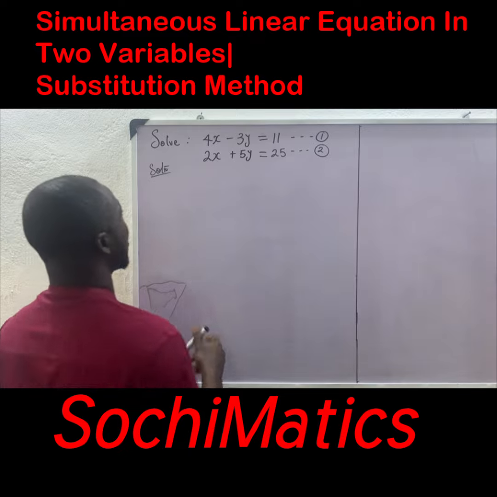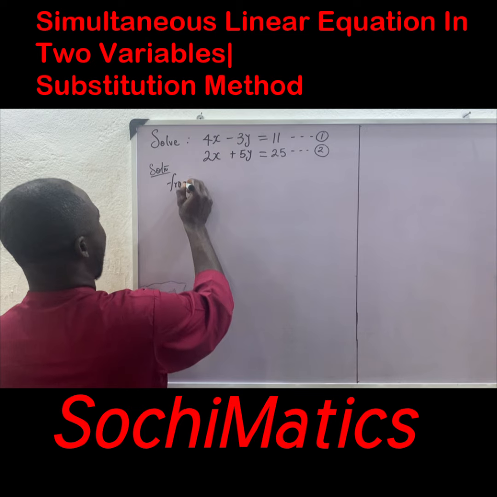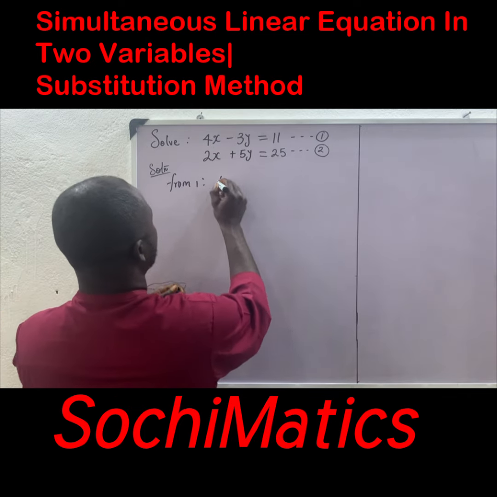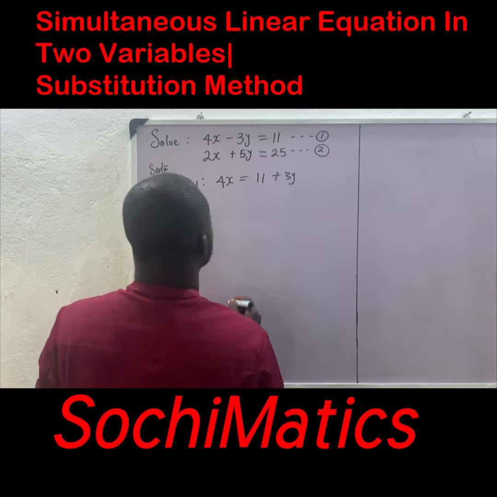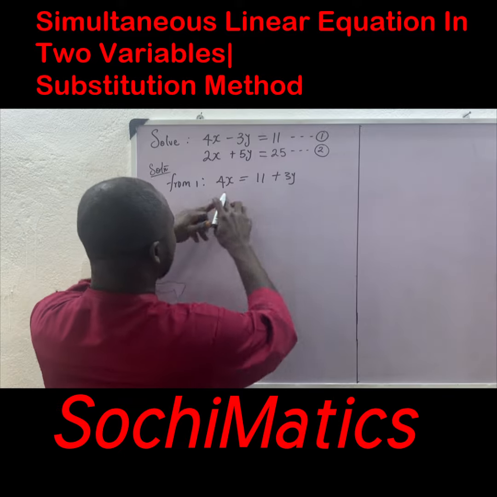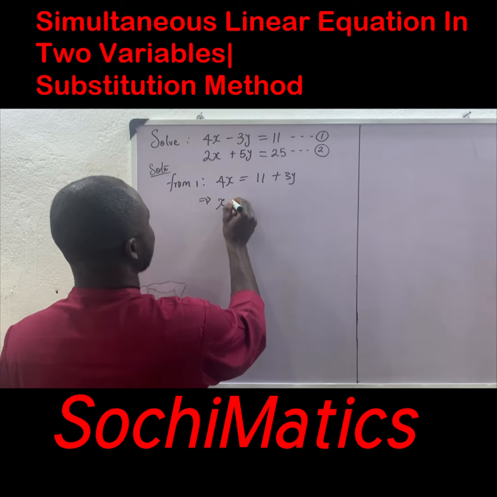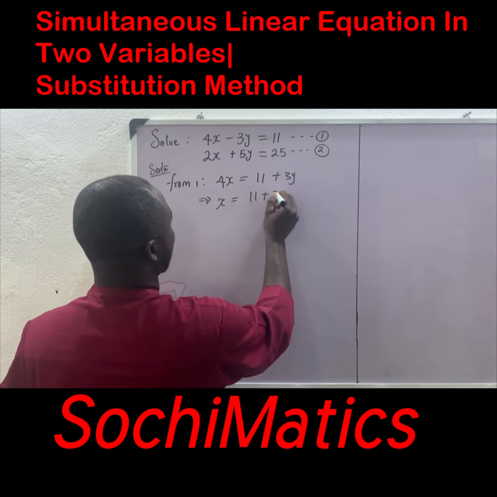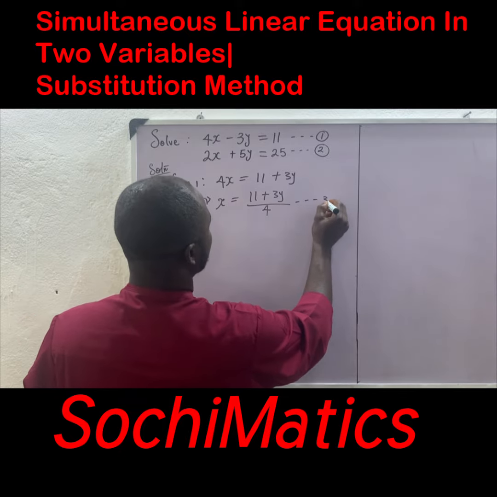If, for example, we decide to make x the subject of formula using equation 1, we then have that from 1, 4x is the same thing as 11 plus 3y. That is when we must have added 3y to both sides of the equation. And when we then divide this equation using the coefficient of x, which is 4, we then have that our x is the same thing as 11 plus 3y all divided by 4. Now let us call this our equation 3.